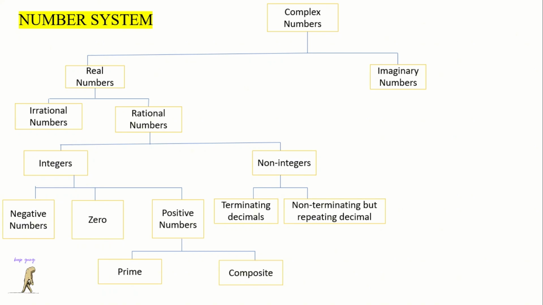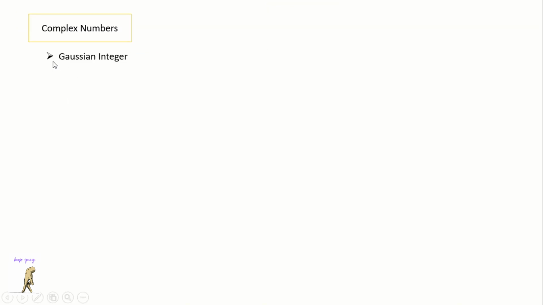Okay, our topic for today is the number system, and this is the diagram of the classification of our numbers. First, let's elaborate what a complex number is. A complex number is also known as Gaussian integers, and it can be expressed in this way, where the A part here is the real part, and the B here is the imaginary part.